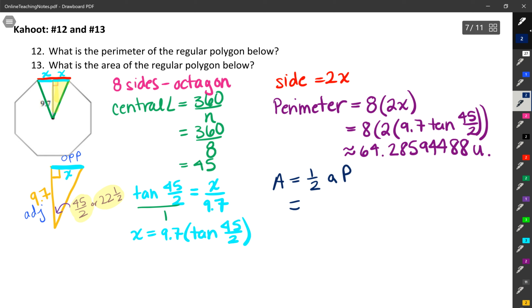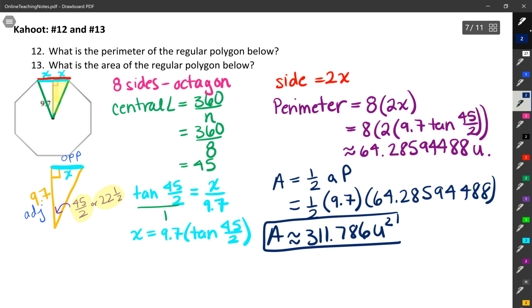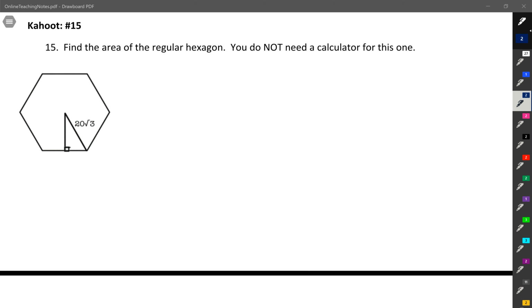So I have all my information now, so that's going to be 1/2 times the apothem, which is 9.7, times the perimeter we just figured out, which was 64.285944488. So I can take that and calculate it on my calculator. Take that answer times 9.7 times 1/2, and you end up with your area being about 311.786 units squared. I forget what that said to round to, but whatever that rounded to, choose that correct answer.